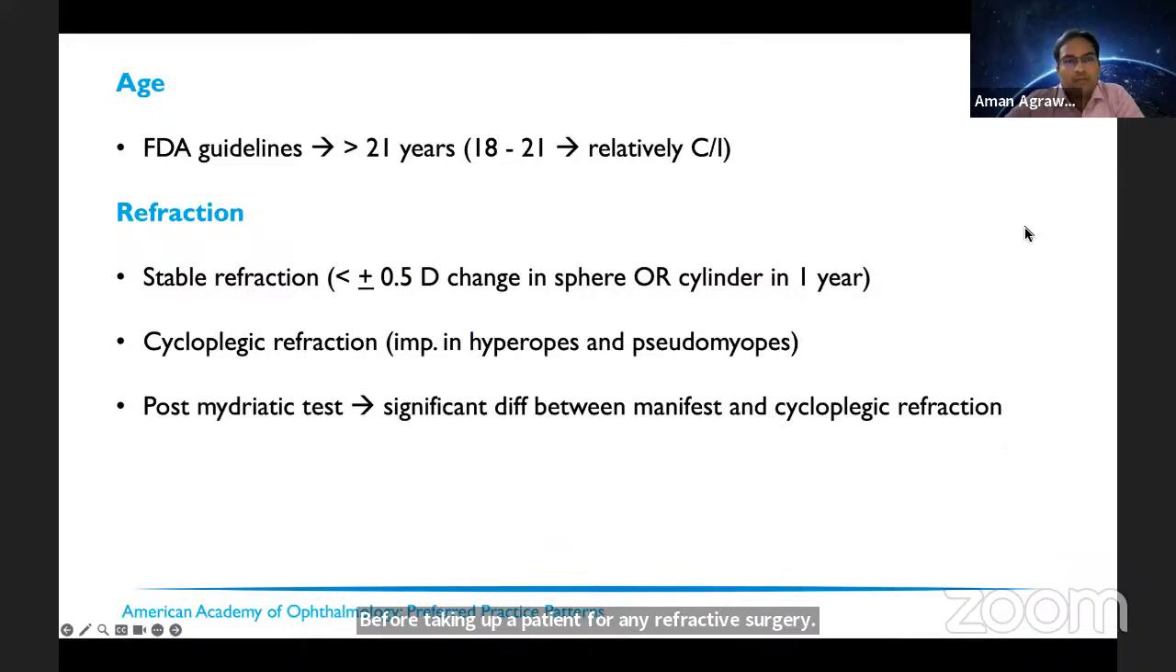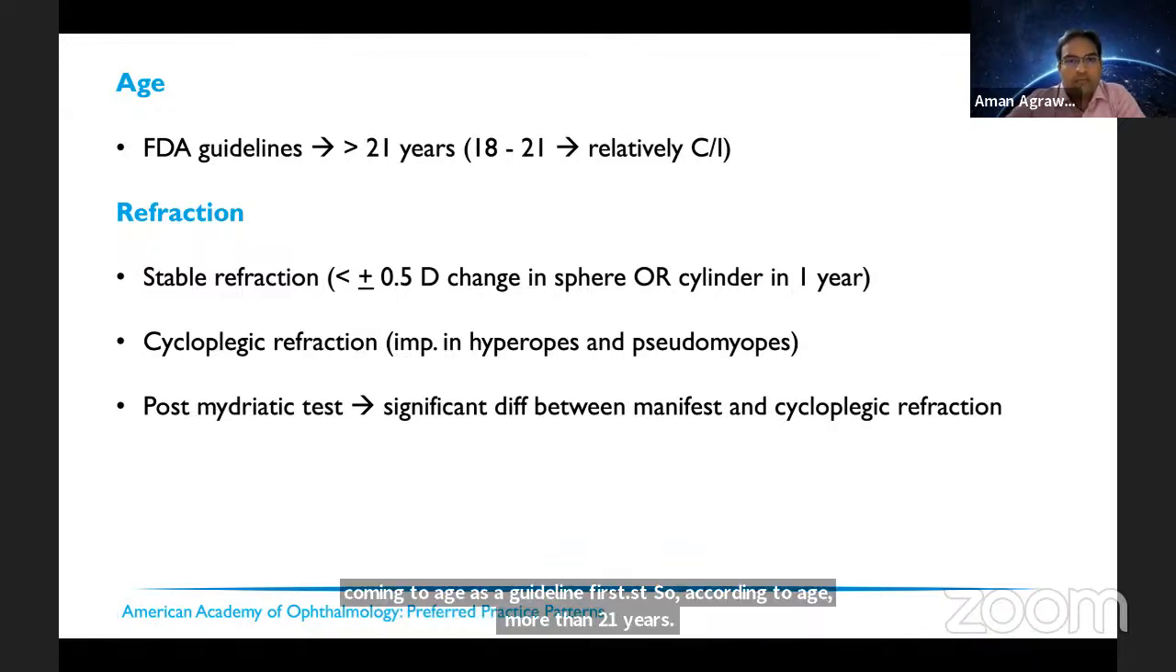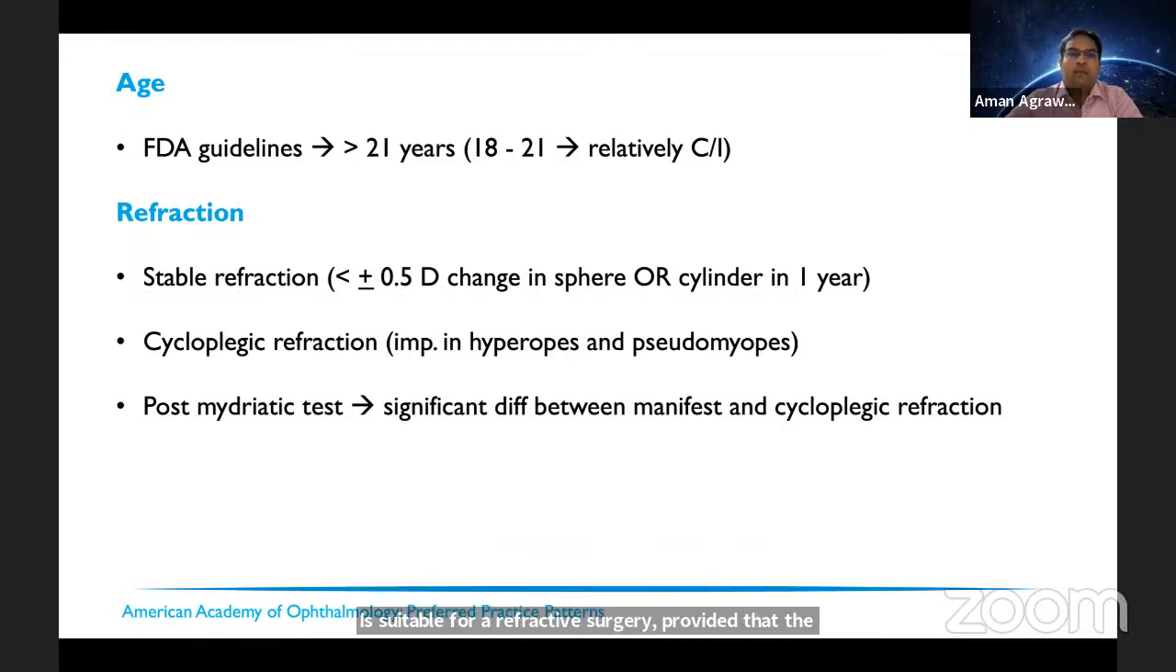Coming to age as a guideline first. According to the FDA, age more than 21 years is suitable for refractive surgery, provided that the refraction is stable, while age between 18 to 21 is relatively contraindicated because the stability of the refraction could be in question. Refraction was nicely introduced by Dr. Zain, so I'll be skipping that.